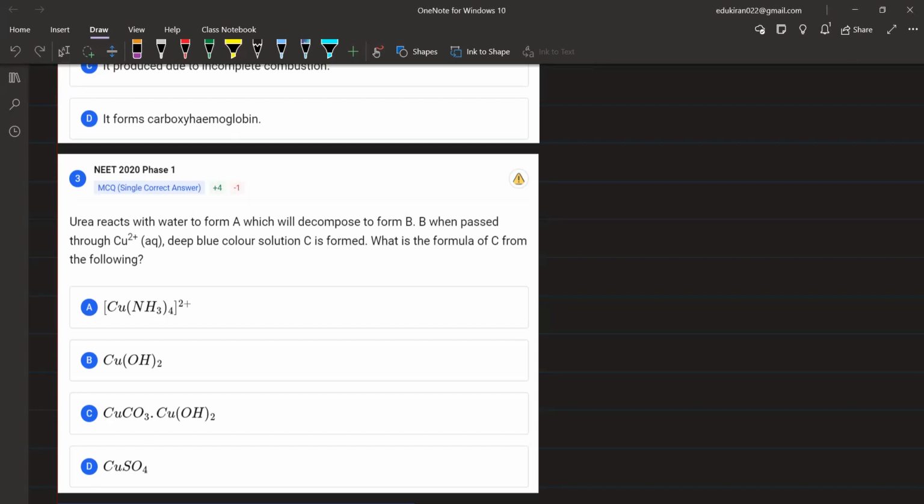See, first of all, you have urea. What is urea? C double bond O, NH2, NH2. ठीक है, तो urea reacts with water. पानी के साथ इसको आप रिएक्ट कराइए, you will get NH4 whole twice and NH4 will be having a positive charge. तो बचा आपके पास CO3 2 negative, CO3 2 negative है ना.